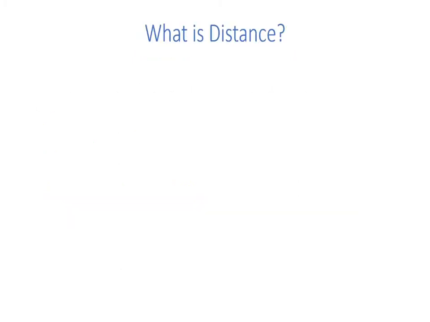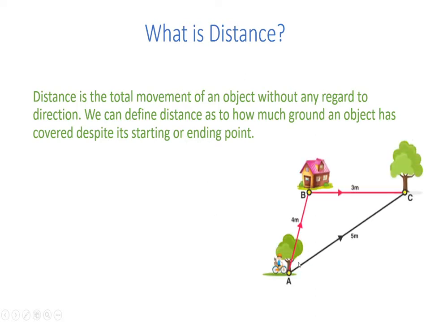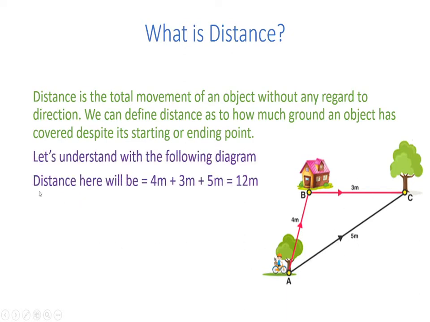What is distance? Distance is the total movement of an object without any regard to direction. We can define distance as how much ground an object has covered despite its starting or ending point. Now let's see a figure here: AB equal to 4 meter, BC equal to 3 meter, AC equal to 5 meter. Distance here is 12 meter because 4 meter plus 3 meter plus 5 meter equals 12 meter.